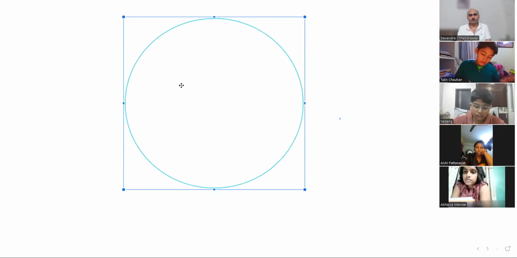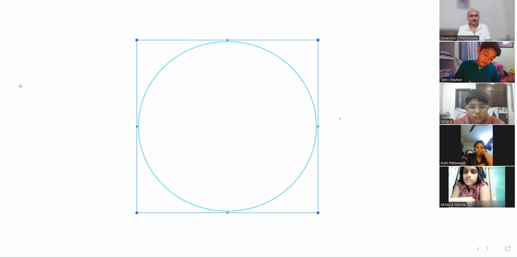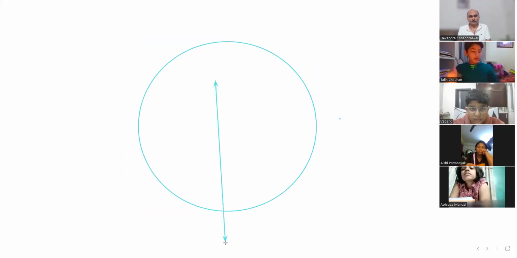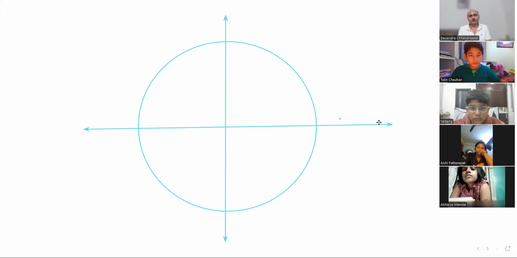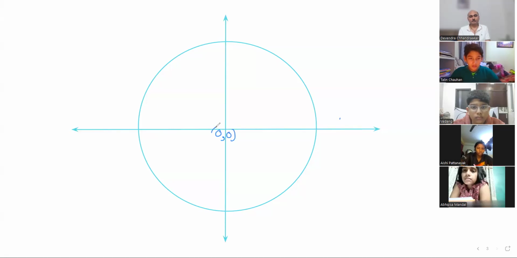So when we divide a circle, all of you please pay attention. When we divide a circle into 4 equal parts like this, all of you are aware about the x and y axis, isn't it? Let's say the origin of the x and y axis is the center of this circle. This is the origin. This is the x axis, this is the y axis. All of you are aware about it, yes or no?